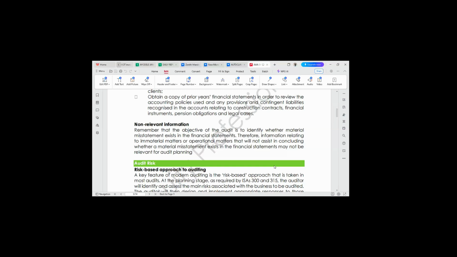For instance, you are going to carry out a review engagement of the client, or you are going to do what we call an assessment also.